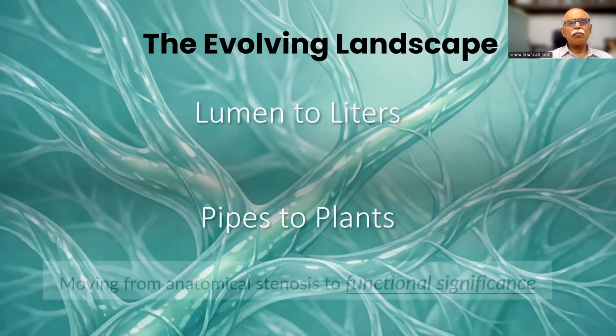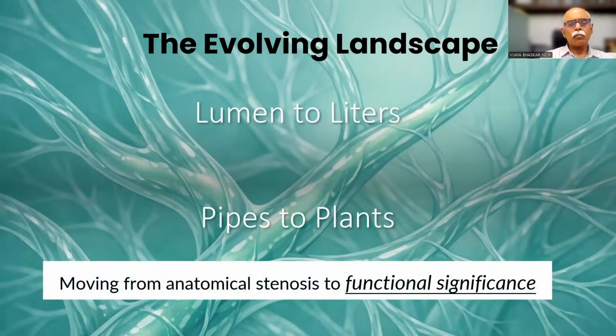So the evolving landscape can be labeled as from lumen to liters or from pipes to plants. That means we are looking beyond the lumen now into the physiology of the blood flow to the myocardium, that is in milliliters. Then we are looking from pipes to plants. We are now going beyond the pipes, that is lumen and the luminal narrowing, to the plants, that is the tissue, that is the myocardium. Tissue level imaging is being done with functional cardiac CT, and that is exactly what the myocardial perfusion is about. We are moving from anatomical stenosis to functional significance of the stenosis.